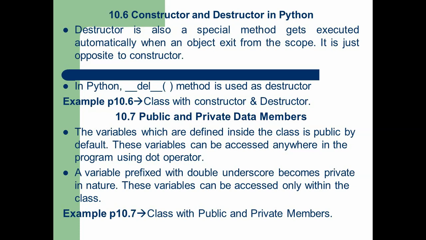So if you create any class variable and give a double underscore as a prefix to that particular variable, then it will become private. This variable cannot be accessed outside of the class, but we can access that member variable within the class. Now we are going to understand this public and private concept in the 10.7 program.